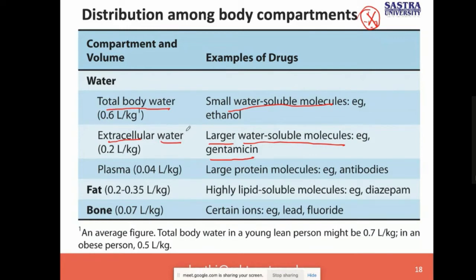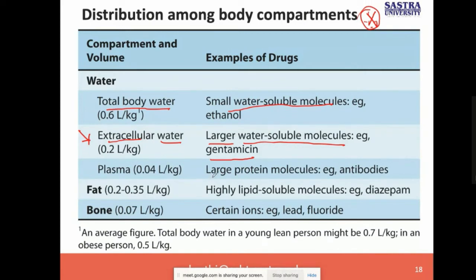Can you tell why this type of molecule can be found only in extracellular water? Because of its size, it can't go between cells. One answer is the size. Another is that it does not have lipid solubility, so it cannot enter the cell. It cannot reach the intracellular part, right?